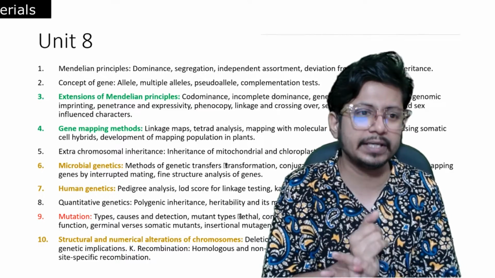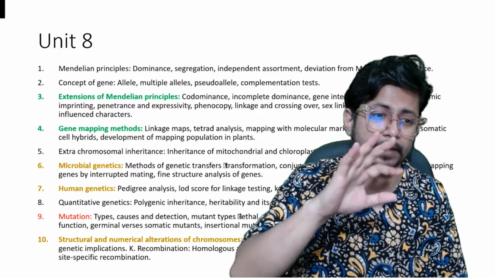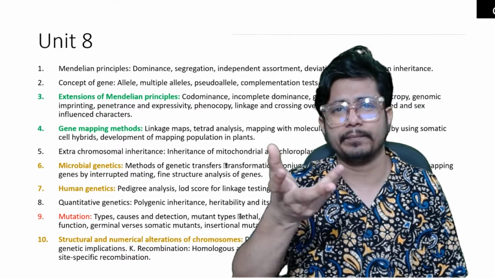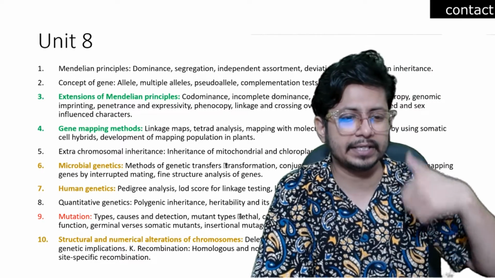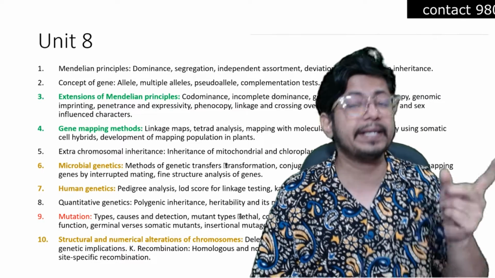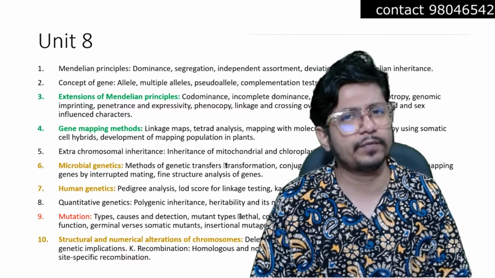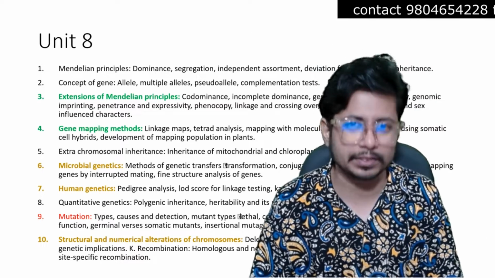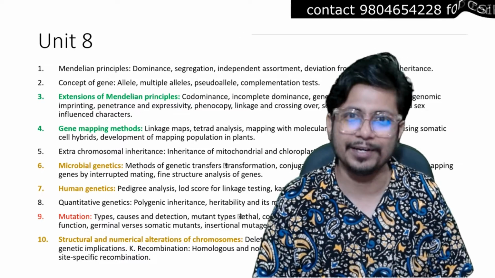Most important: non-Mendelian inheritance, gene mapping methods, and the heritability part, that is the pedigree analysis and all, that is more important. And then we have microbial genetics and structural and numerical alteration, important. Pedigree analysis problems were really more important earlier, but for the past 3-4 examinations they are not asking many questions from pedigree, only smaller ones, so we put it into the yellow colored frame.